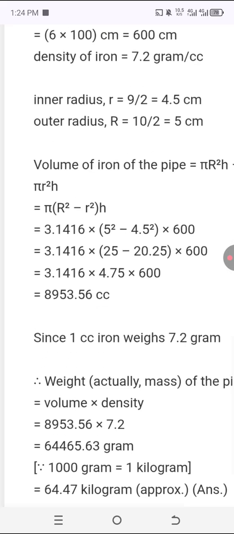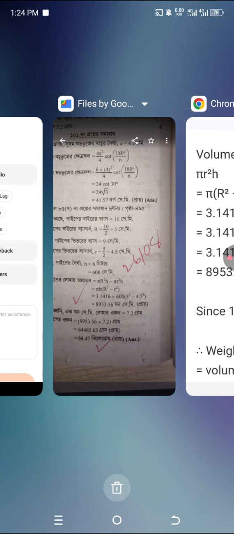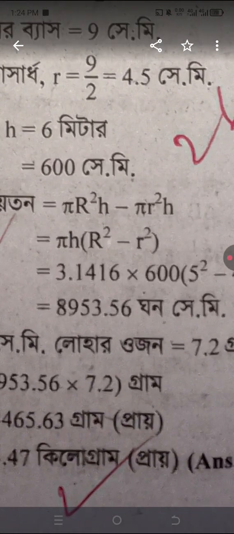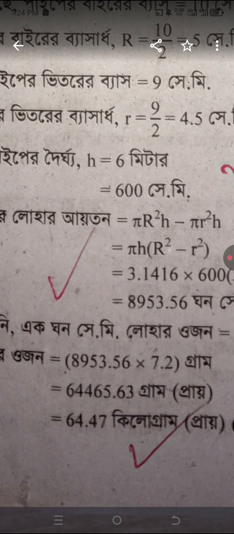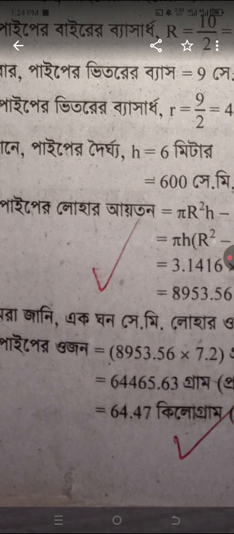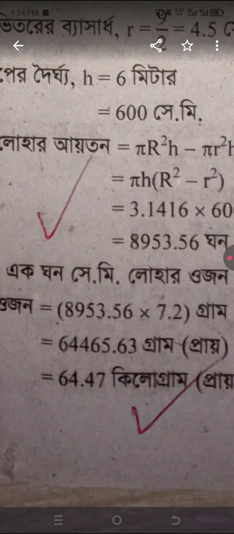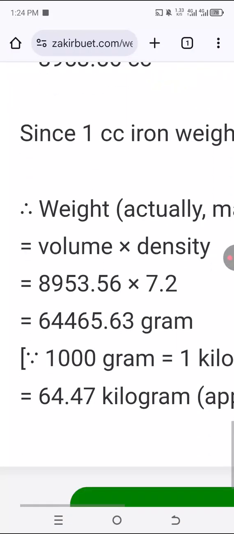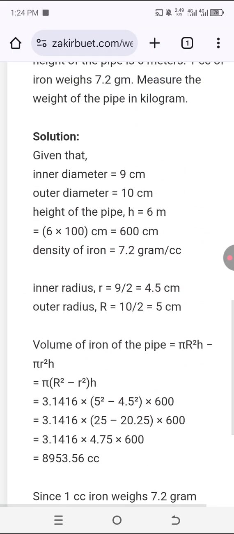Okay, so volume of iron of the pipe is how much? 8953. Let's see whether this is the case. Yes, 8953.56. And also look at the final value. The weight of the iron of the pipe is 64.47 kilogram. Yes, it is exactly that. So this is one math problem that we have encountered.